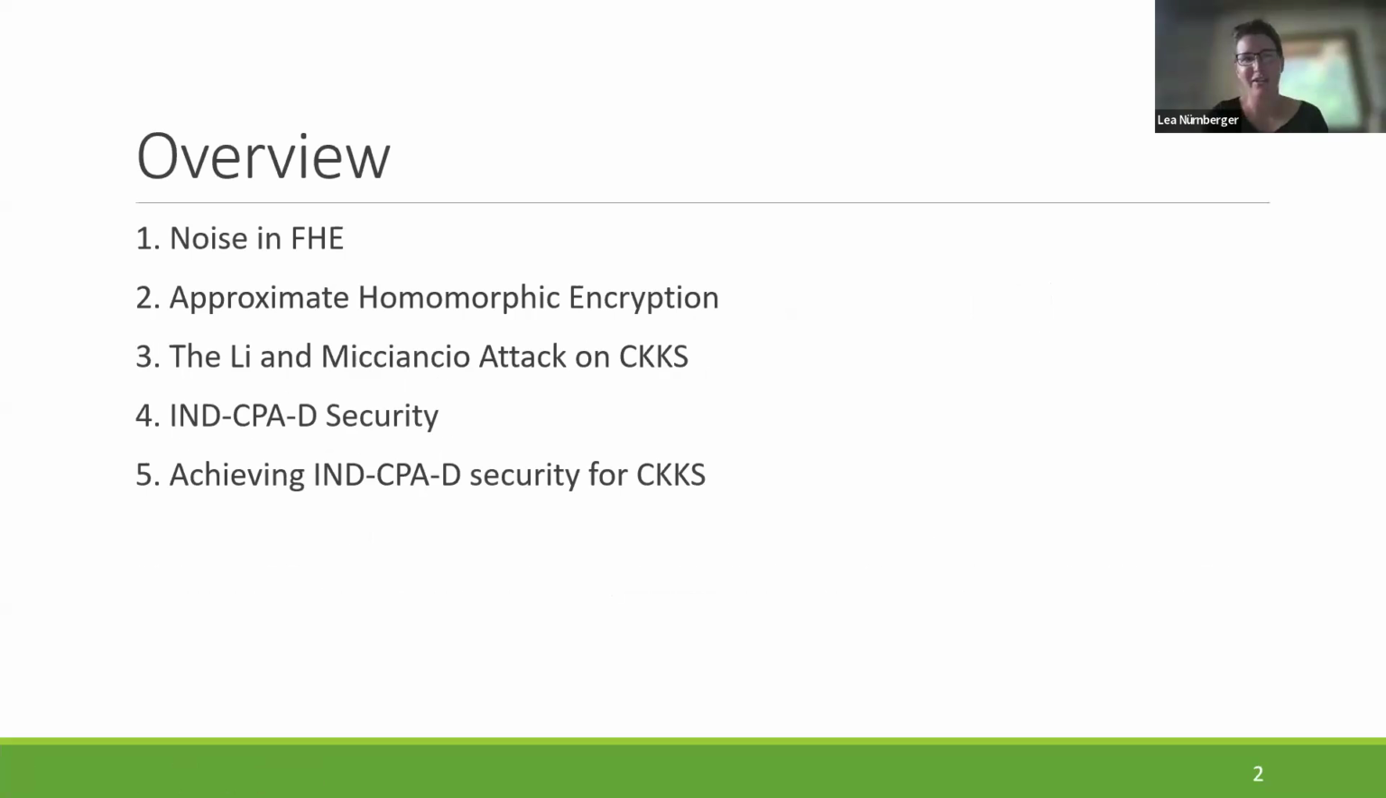And so a small overview of the talk. First, I would like to introduce what noise is in FHE. You're probably all familiar with the general problem of noise in FHE, but since it's very important for this particular topic, I would like to talk a little bit more about it. Then introduce approximate homomorphic encryption and the Li and Micciancio attack on CKKS and the security notion that resulted thereof. And lastly, how to achieve CPA-D security for CKKS.